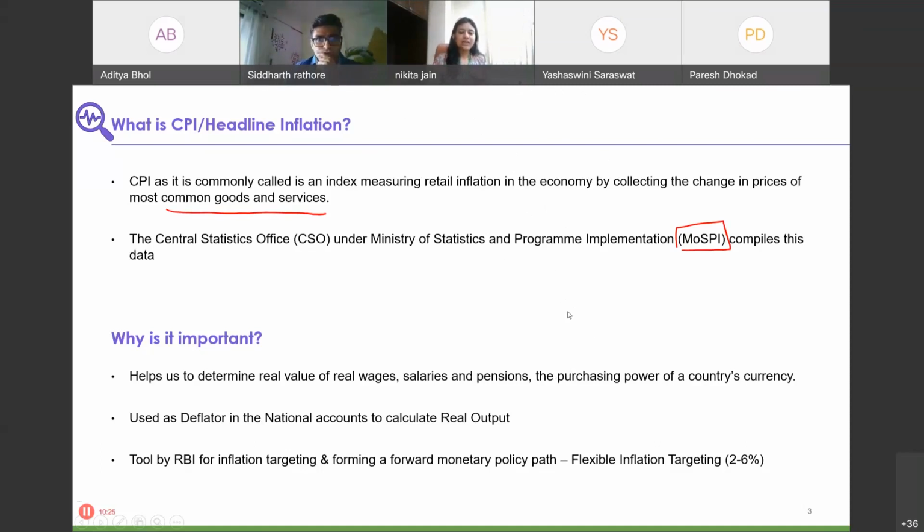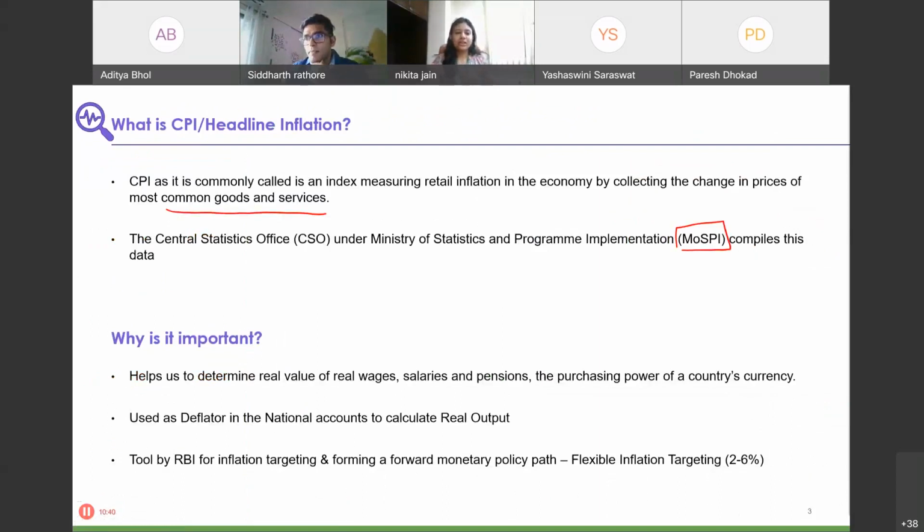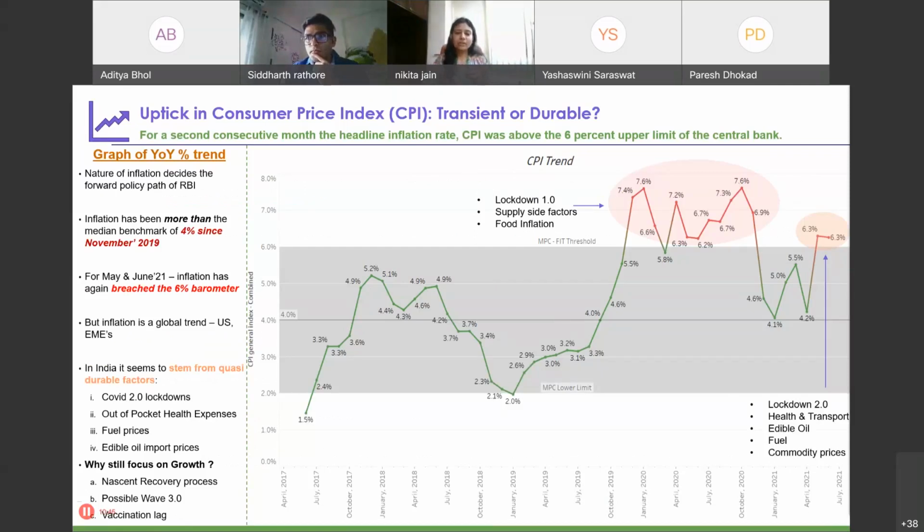And after 2016, when RBI was given the mandate of a medium-term inflation targeting mechanism, the CPI number actually became more important. Now, to see how the CPI has been behaving for the past few years and recently in the last 2 months, we see the gray part, which shows you the tolerance band of inflation, which is a 2 to 6% target. 4% is the main inflation target, with 6% as the upper limit.